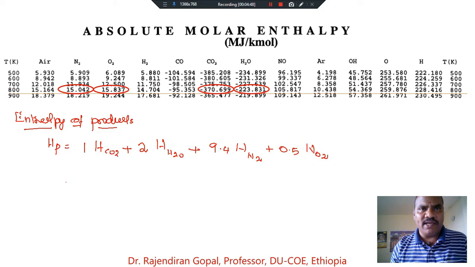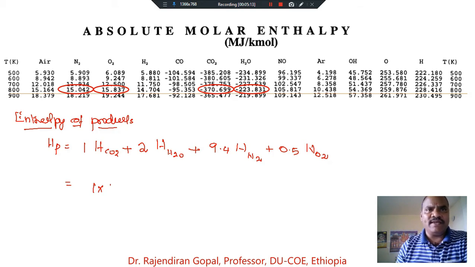From the thermodynamic table, we can find the enthalpy of carbon dioxide is minus 370.699, and the enthalpy of water vapor is equal to minus 223.831. Enthalpy of nitrogen is equal to 15.042. Enthalpy of O2 is equal to 15.837.